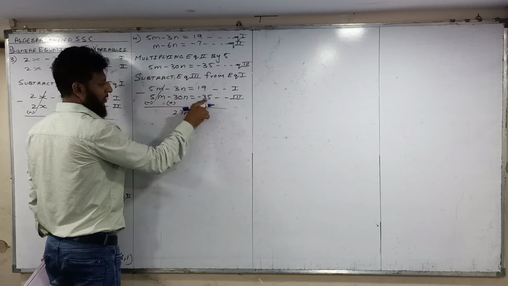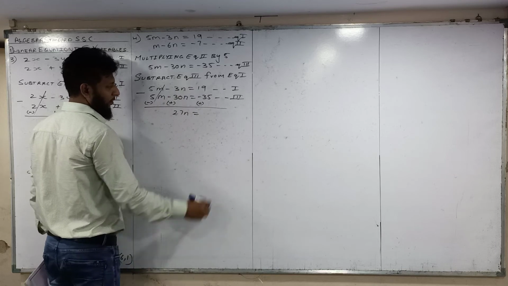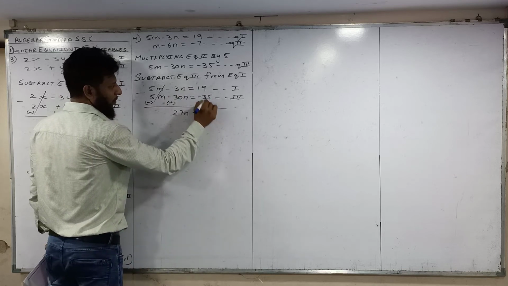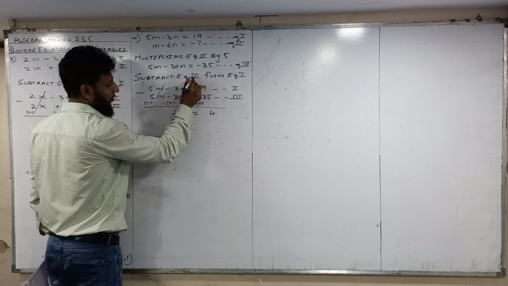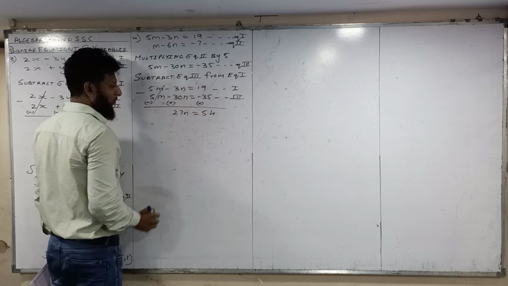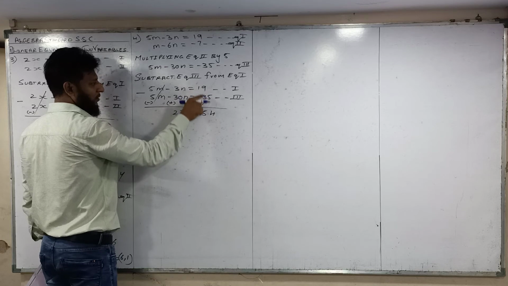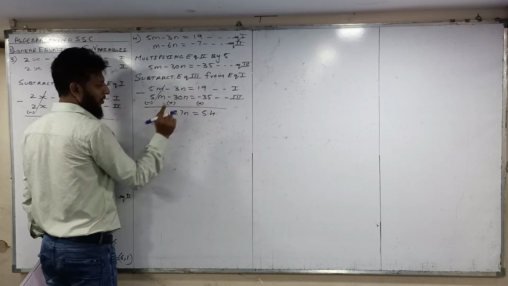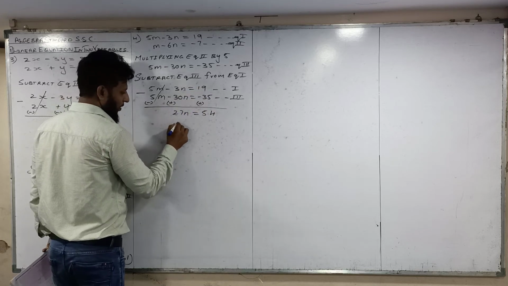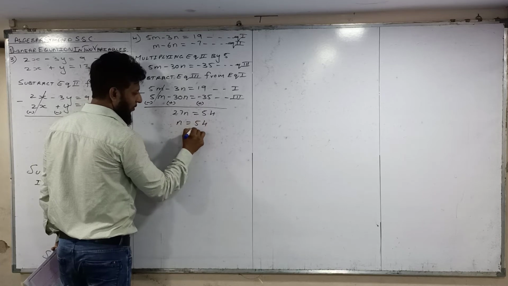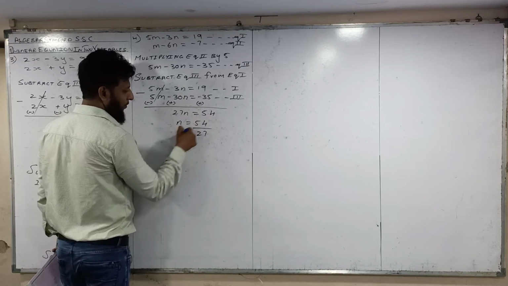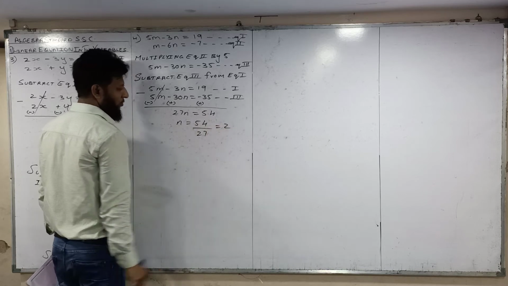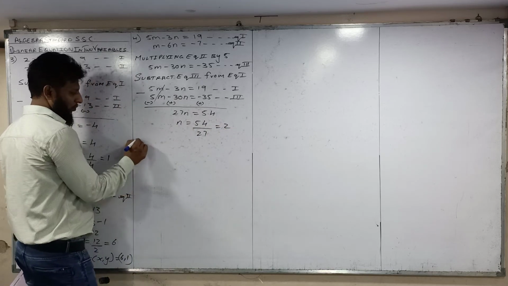This plus 35 and plus 19 give you how much? 9 plus 5, 14, 1 carry, 3, 4, 5, 54. Okay. When you add 35 and 19, you will get 54. Now n is equal to 54 upon 27. 27 ones are 27, 27 twos are 54. So n is equal to 2.